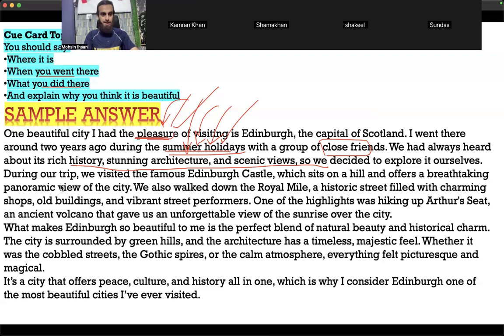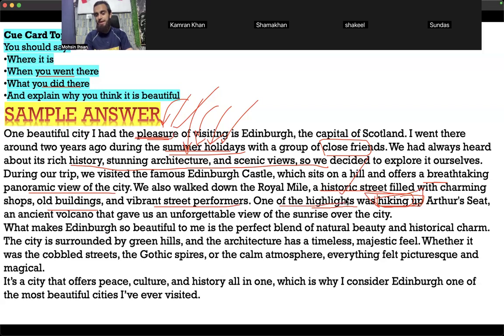So, old buildings and the other points we mentioned here. Breathtaking, old historical streets, historic, old buildings, vibrant street performances. Okay, one of the last points I'm going to talk about, and then I'm going to ask you a similar question. One of the highlights was hiking. One of the highlights was shopping malls. One of the highlights was food. One of the highlights was the culture. One of the highlights of this place was the people, very hospitable.